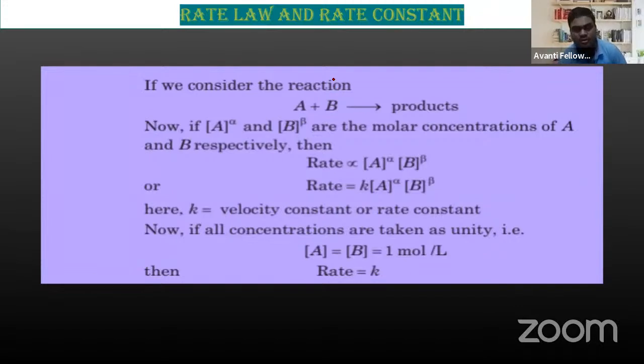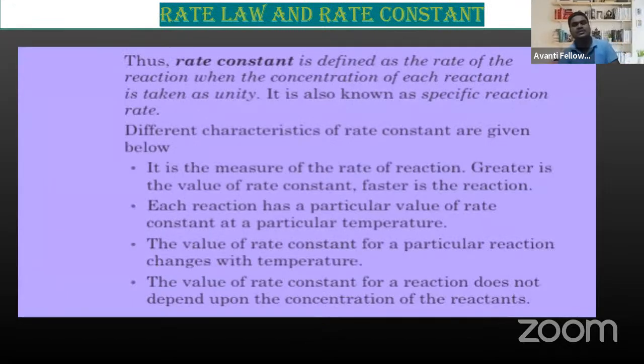Let us consider a reaction, A plus B gives product. Now, if [A] raised to the power alpha and [B] raised to the power beta are the molar concentrations of A and B respectively, then rate is directly proportional to the concentration of A raised to the power alpha times the concentration of B raised to the power beta. This proportionality constant k is known as the velocity constant or rate constant. Now, if all the concentrations are taken as unity, then the rate of reaction becomes the rate constant. Thus, rate constant is defined as the rate of a reaction when the concentration of each reactant is taken as unity, and it is also known as the specific reaction rate.